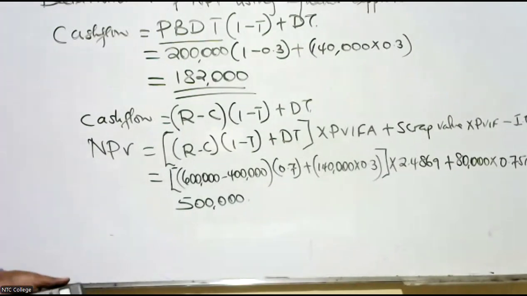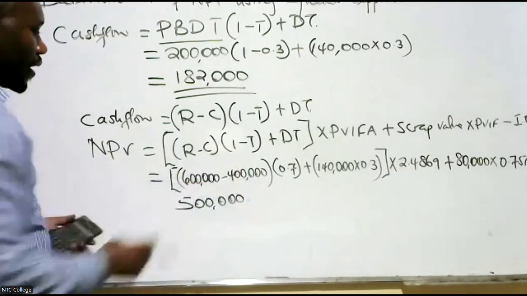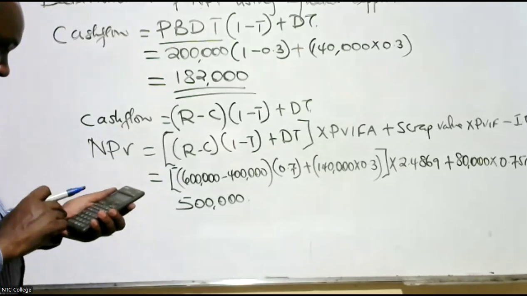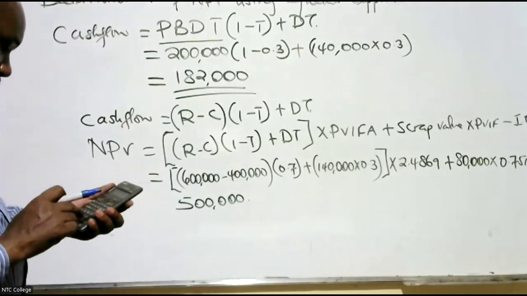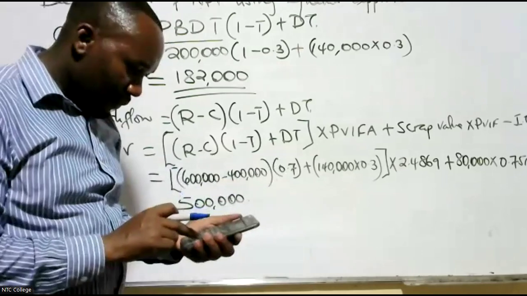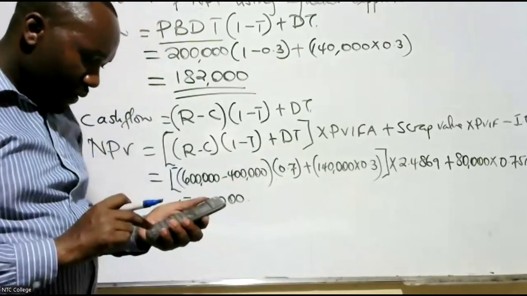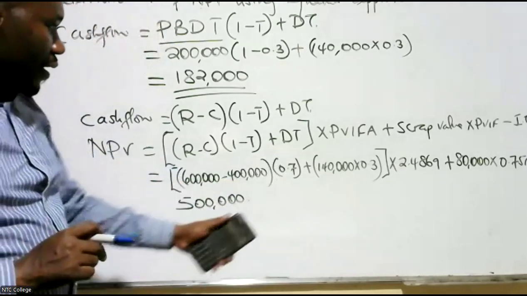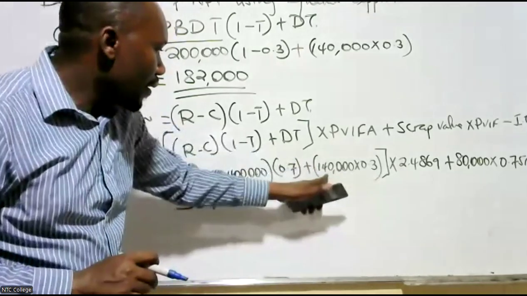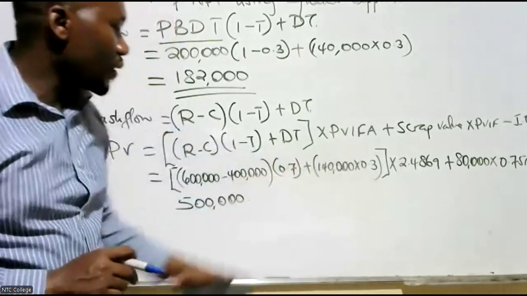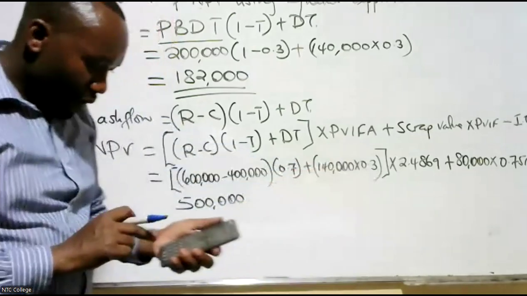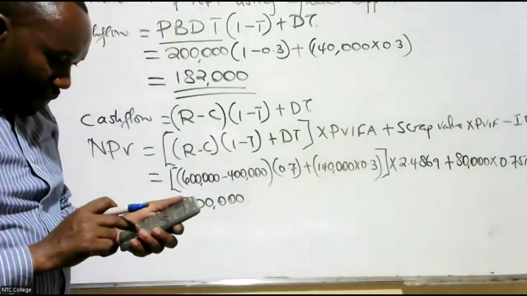So what we're doing here, 600 minus 400, 200,000. 200,000 times 0.7, we're going to get 140. This times this, it's 42,000. So 140 plus 42,000.